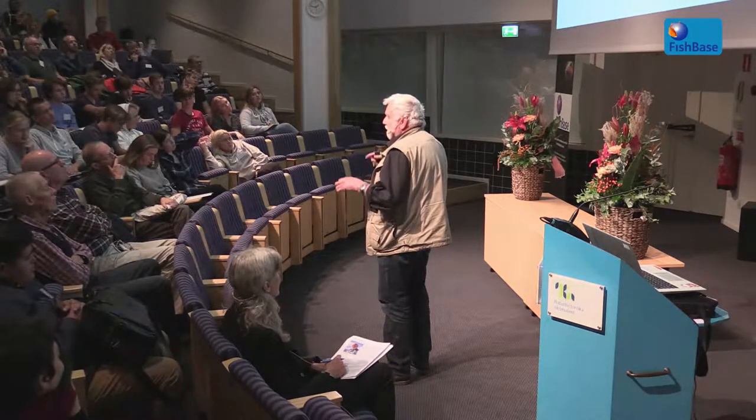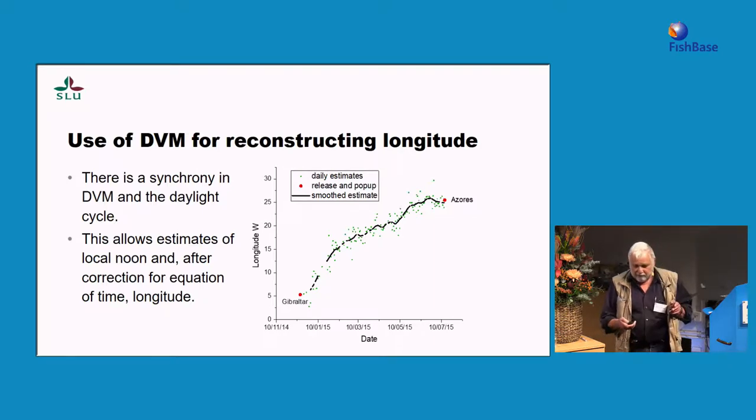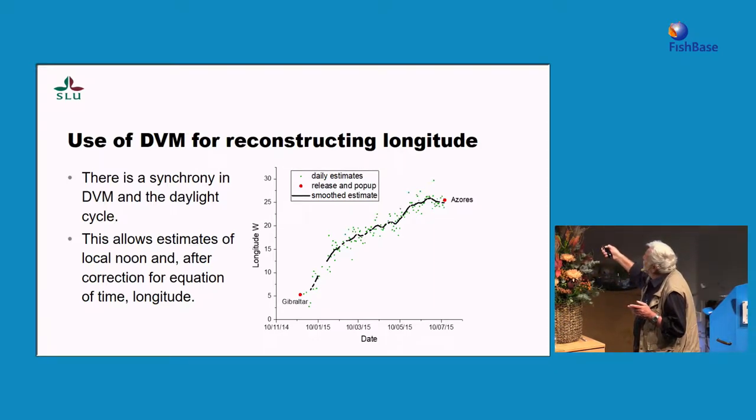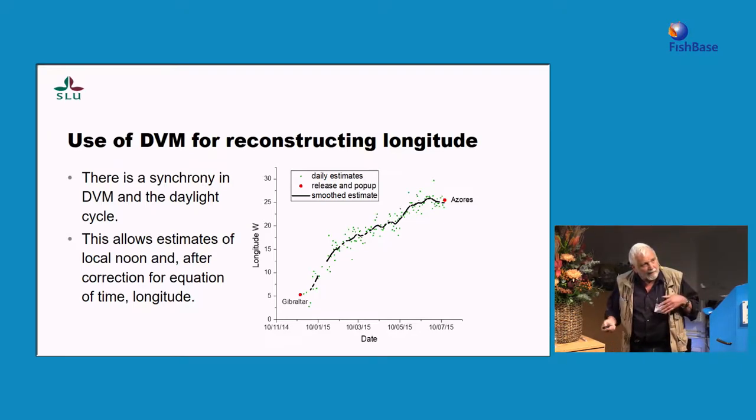Change in depth is synchronous with the light cycle, and that means that we can use that to calculate the time of local noon, which gives us the longitude. And this is an example, an eel that was released at Gibraltar and recovered in the Azores, and the dots are daily estimates of longitude, and then I have just applied a smoothing function to that, and the variability here is probably because of cloudiness.